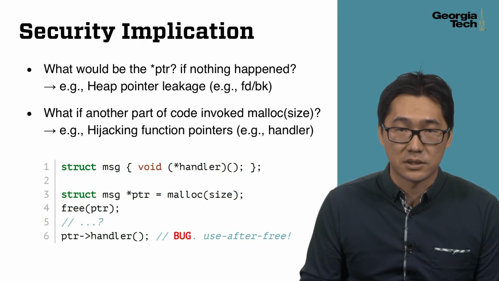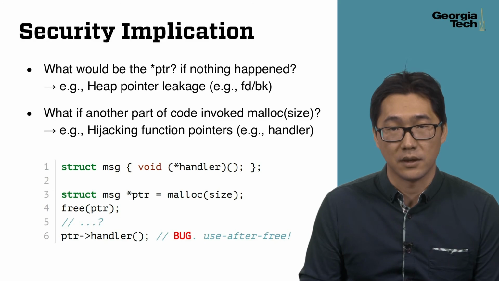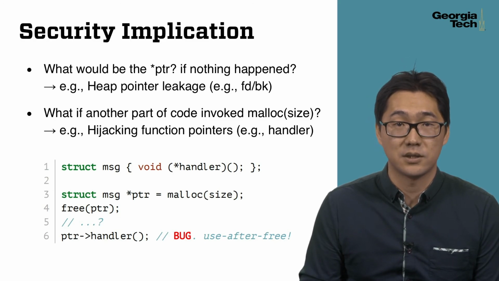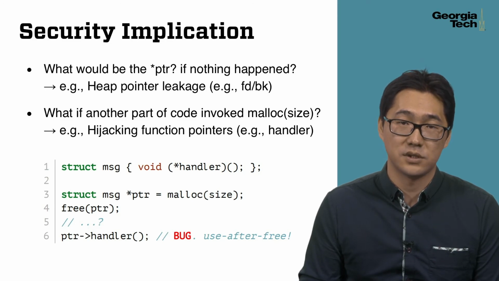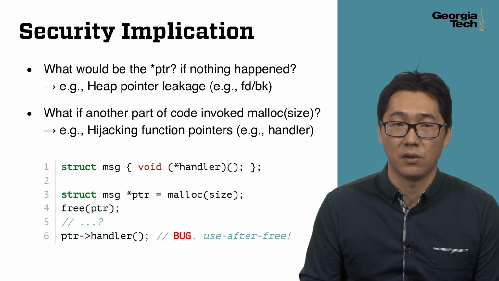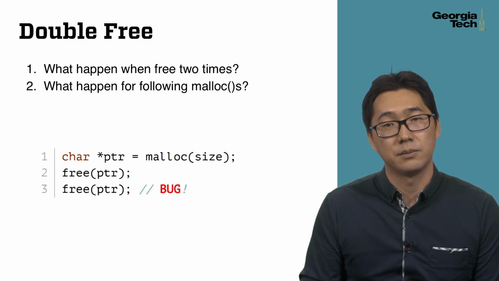What makes this interesting is when an attacker can control the content of the freed object. This happens when the freed object is reused by the attacker's controlled logic. For example, if a function pointer inside the freed object is controlled by an attacker, it can cause a control flow hijacking attack. Double free is also very simple to understand.